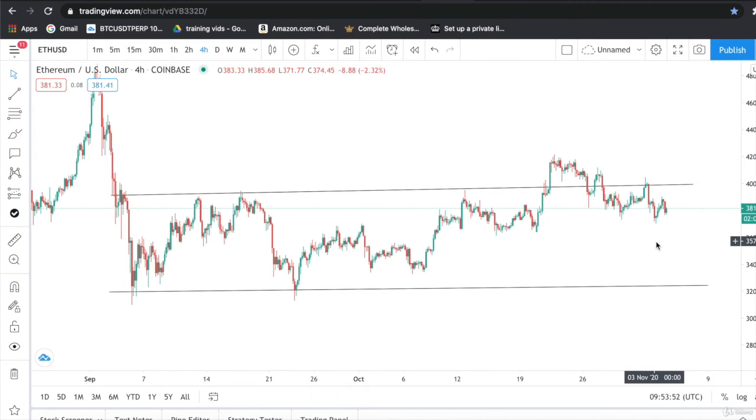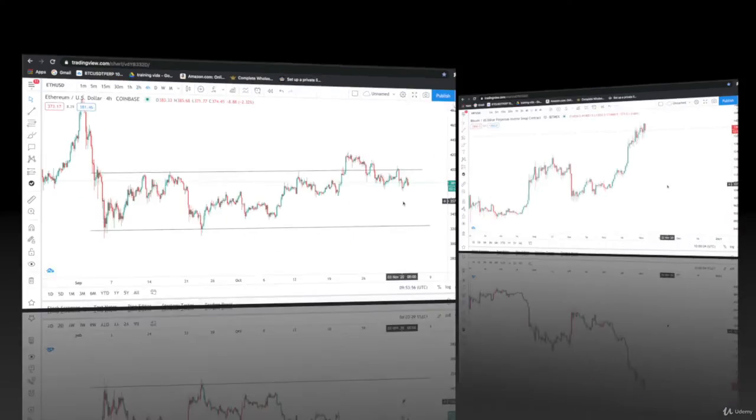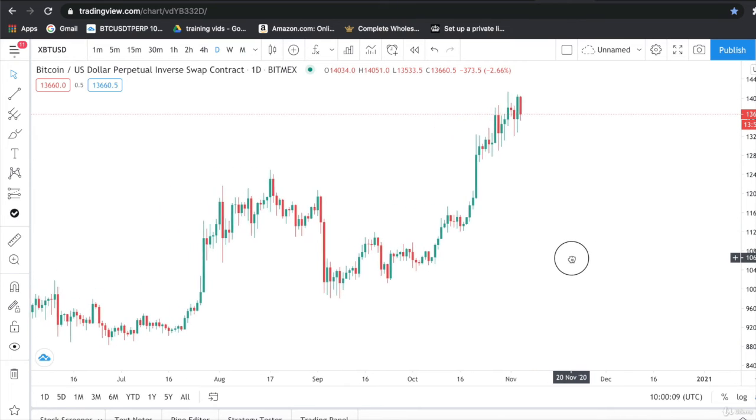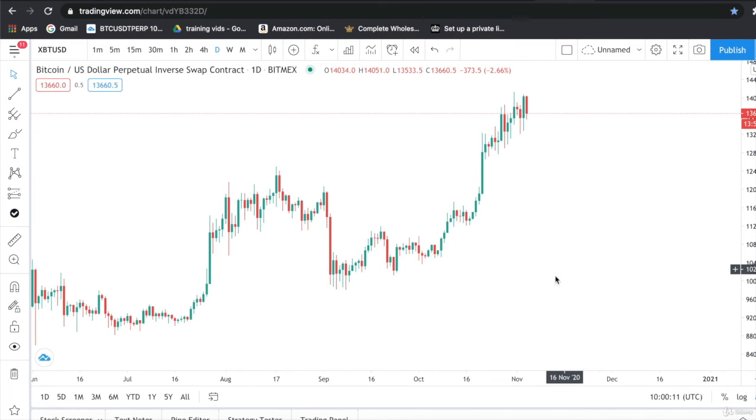Let's move on to our final example of support and resistance. Let's go. This is our final example. This is the Bitcoin and the US dollar chart. Let's find major support and resistance levels.